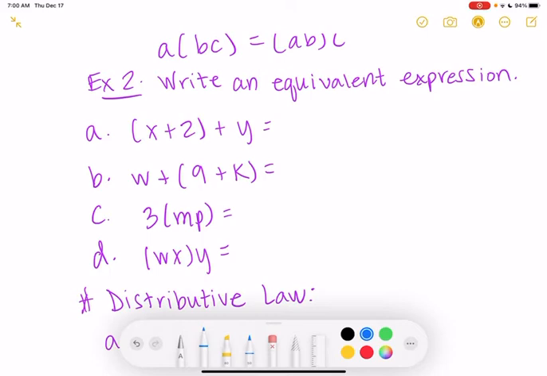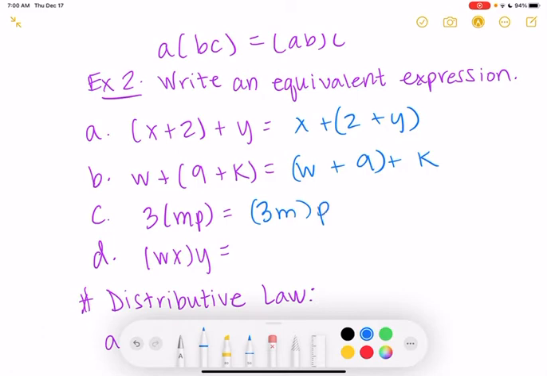All right, so we have x plus 2 in parentheses plus y. So let's go x plus the quantity 2 plus y, and just change up the grouping to the second and third items because it was originally the first and second. Next, we have w plus 9 plus k. It was around items 2 and 3 in the list, so I'll put them around 1 and 2. That would be equivalent. I have 3m. Let's put that in parentheses times the p. And finally, the w, let's group up the last 2 instead of the first 2. We get w times the quantity x times y.